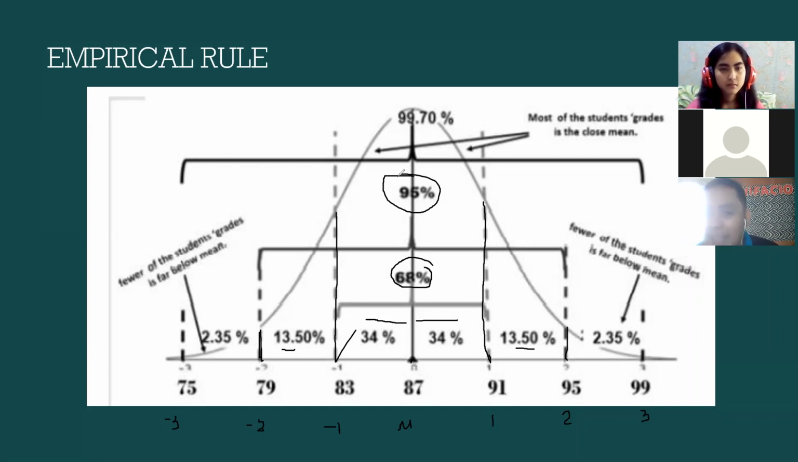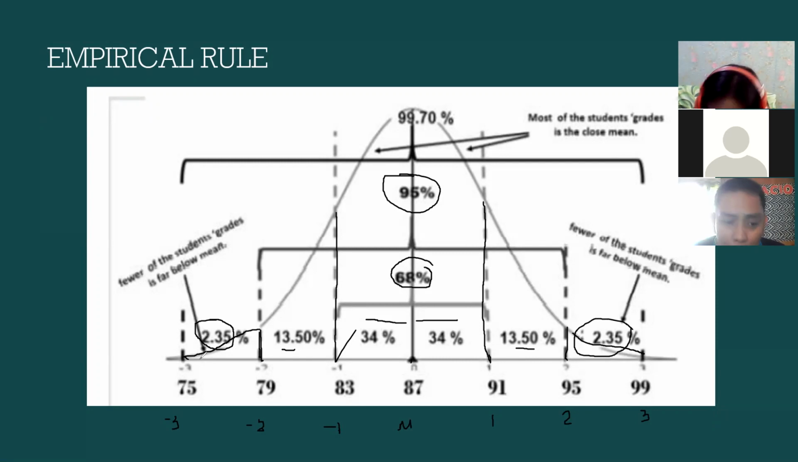Ibig sabihin, may natitira pa tayong 5%. Nasaan yung 5% na yon? Kapag lumayo pa tayo, kung mapapansin nyo, pababa ito. Pababa lalo. Ang nadadagdag sa kanya, until negative 3 to 3 from 2, ay nadagdagan siya ng 2.35%. Ibig sabihin, fewer students are far behind the mean.